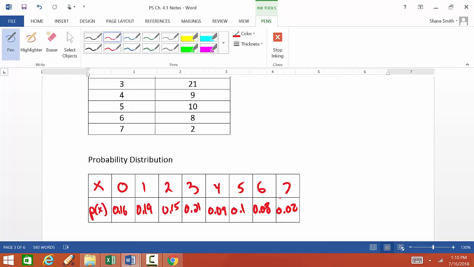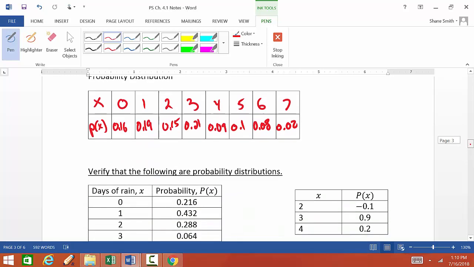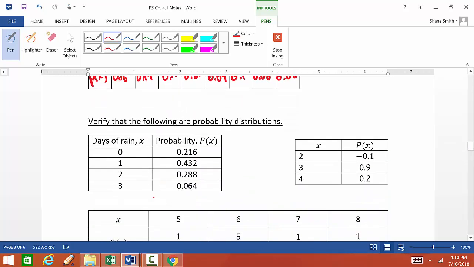Which brings us to the next part. There are a few charts down here, and we're going to decide if each of these is a probability distribution. The first one, days of rain and the probability of rain, is yes. That is a probability distribution because all of those probabilities add up to 1, and all those probabilities are between 0 and 1.